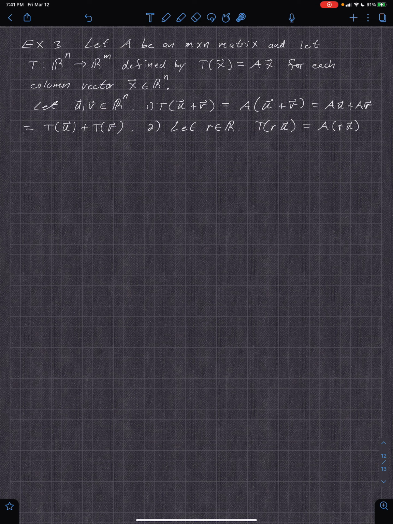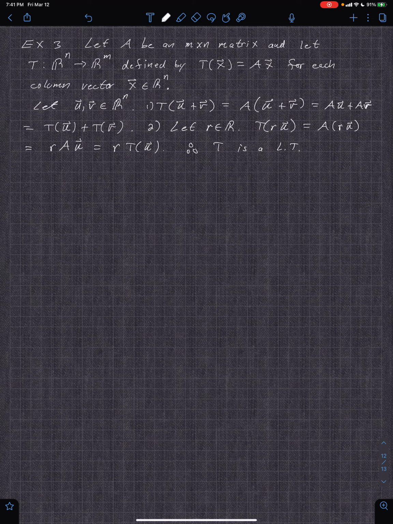And just by scalar multiples, we can take out that R. So that's equal to R times A times U. I don't need those parentheses there, do I? And AU is the definition of the transformation. So that's R times T of U. And so therefore, T, as defined above, is a linear transformation.